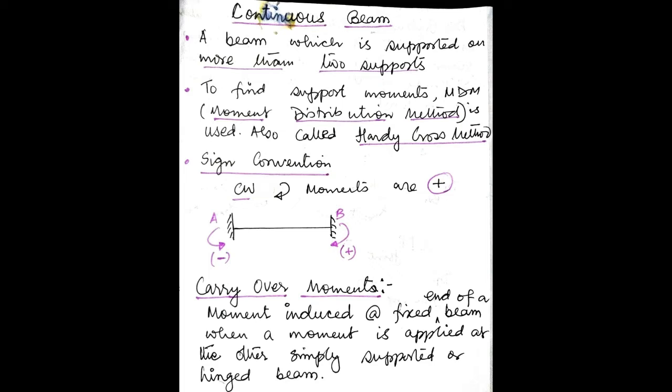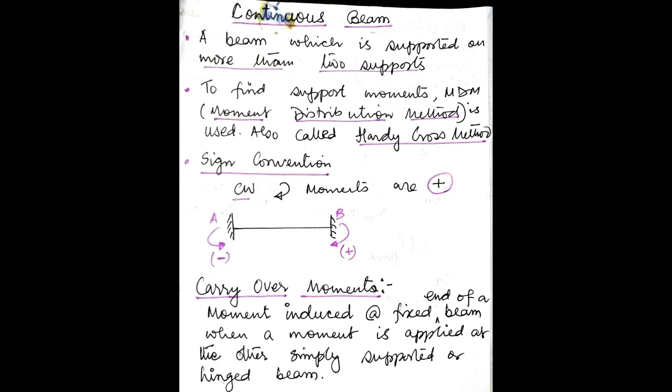Now, to find the support moment of this continuous beam, we use the moment distribution method. There are several methods to find the support moments, but here I will show you the moment distribution method, which is also called the MDM, and it is also known as the Hardy-Cross method.